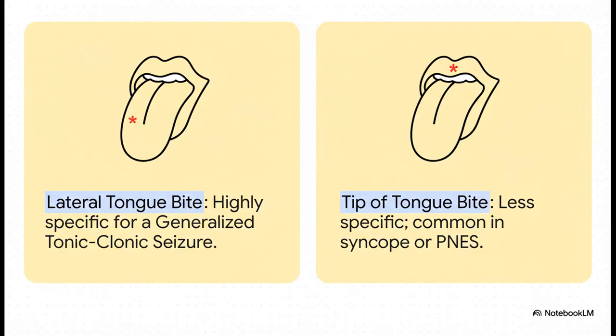And this right here is a clinical pearl you should absolutely file away. A bite on the side of the tongue, the lateral aspect, is highly specific for a generalized tonic-clonic seizure. But a little bite on the tip? Not so much. That's way less specific. You can see that with fainting or even in a non-epileptic event.